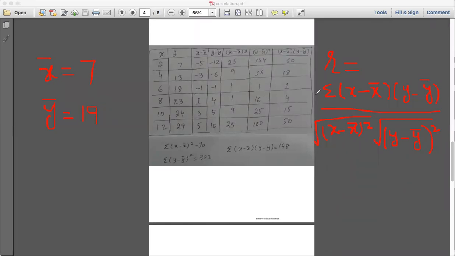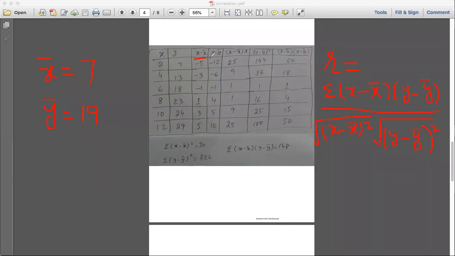So first, check करें formula में हमें क्या चाहिए? We need x minus x bar and y minus y bar. Okay. And then their squares we need. So first of all, x minus x bar find out करें. How can we find? This is very easy. X is this, and what is x bar? That is equal to 7. So minus करते जाएं, and then you can easily find the values of x minus x bar. I hope it is clear to all of you.